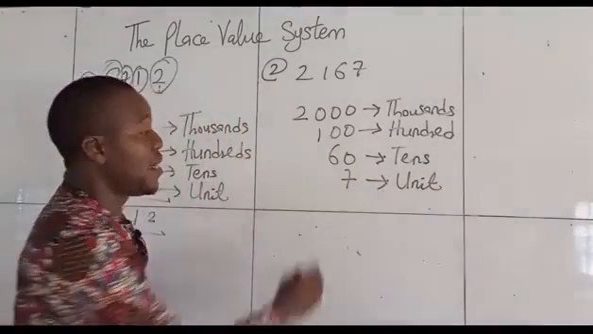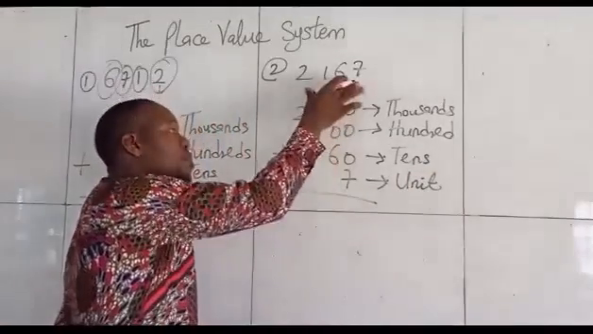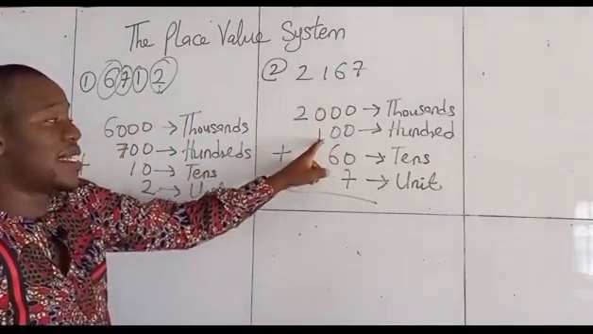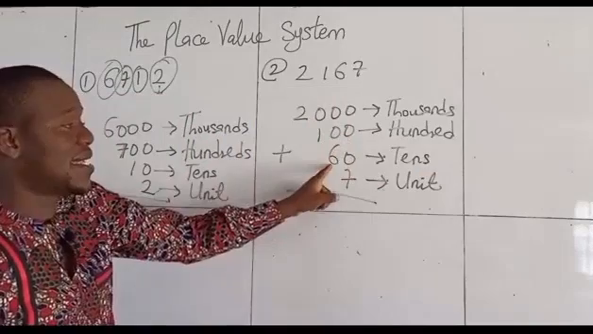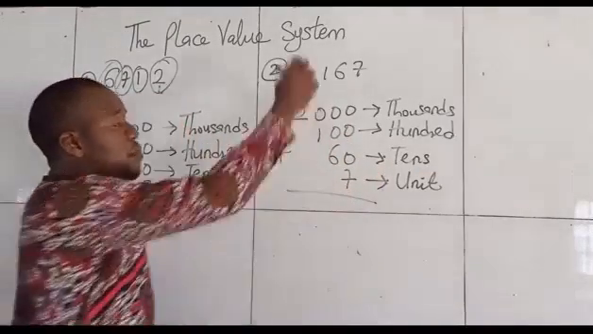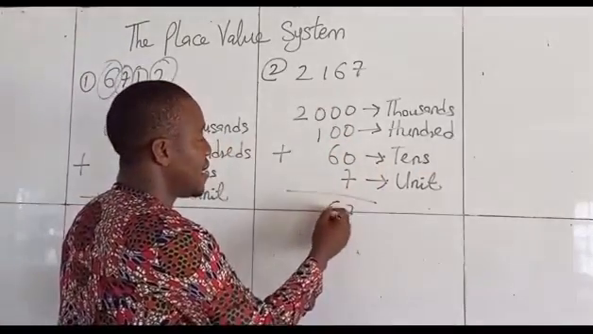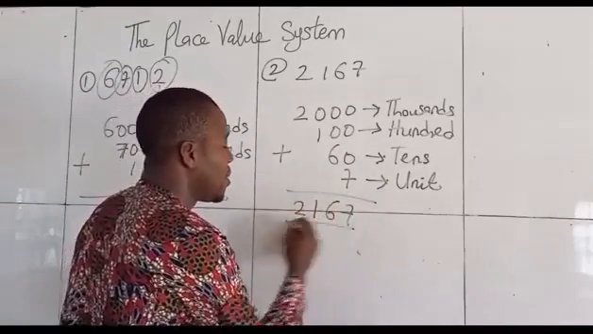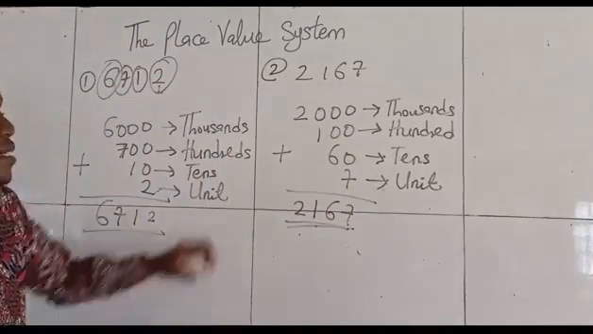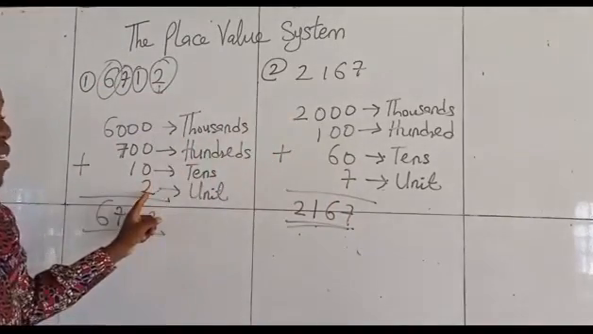So for this number, we can combine these things together to produce this number, meaning that 2 is in thousands, 1 is in hundreds, 6 is in tens, and 7 is in units. So we can add up together 7, 6, 1, and 2. So you can see from this lesson that these 2 and these 2 are different.